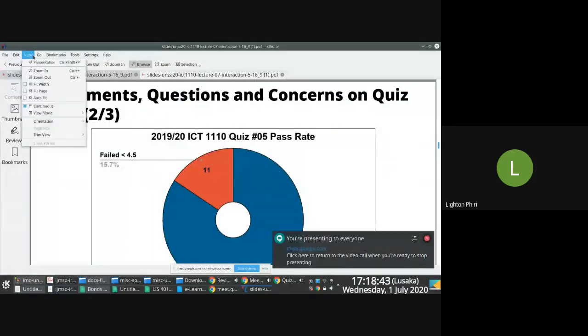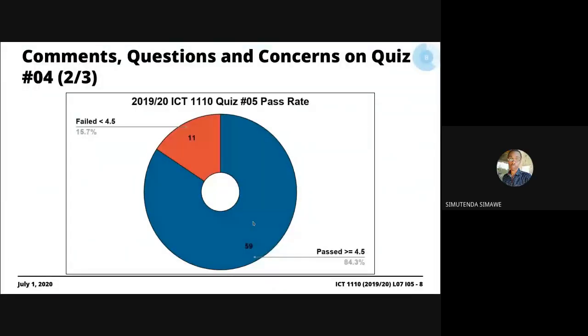I know that the vast majority of people got, I guess, above 4.5, which was pretty good and decent. But we still have these few people that probably need to pull up their socks. Now my assumption here would be that these people just didn't read, right? They didn't bother to read.